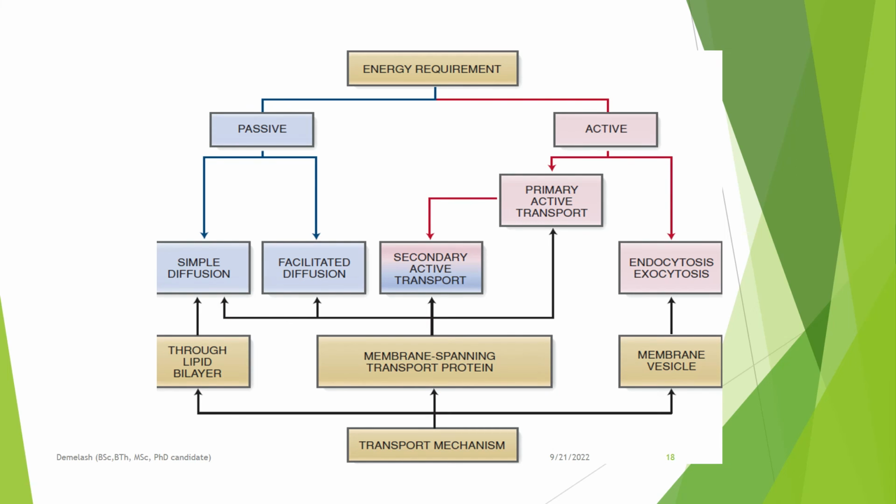So this is the energy requirement. The energy requirement could be passive or active. The active could be primary active transport or secondary active transport, or in the form of endocytosis and exocytosis. And the passive part is simple diffusion or facilitated diffusion. So the transport mechanism could occur through the lipid bilayer, where simple diffusion can occur, and through membrane-spanning transport proteins, including simple diffusion, facilitated diffusion, secondary active transport, and primary active transport, and through membrane vesicles, endocytosis and exocytosis.